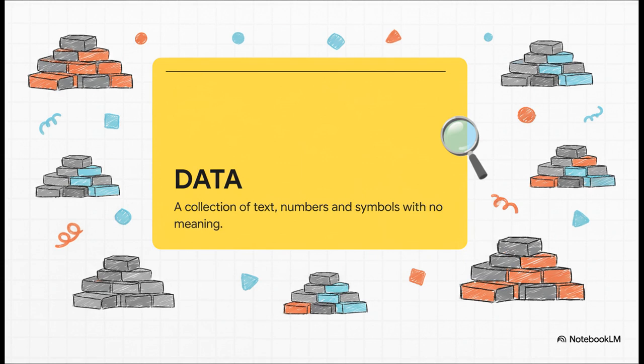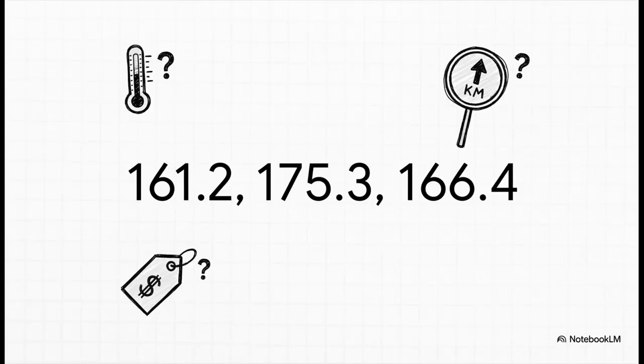It's just stuff. I mean, look at these numbers on the screen. 161.2, 175.3. What is that? Is it money? Is it how far something is? Temperatures? Who knows? Without any context, they're totally meaningless. They're just noise. And that is data in its purest, most basic form.